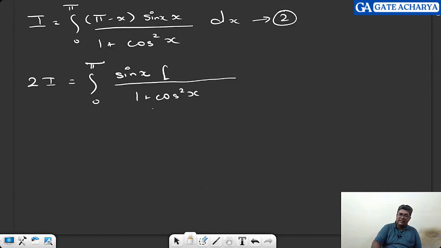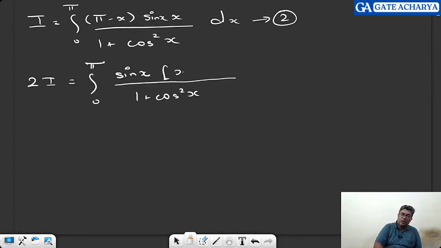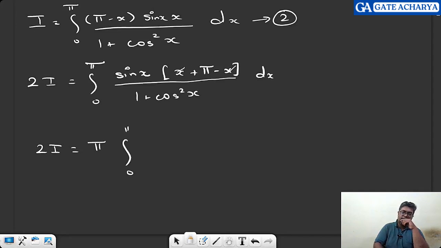So now if that is the case, then the only thing that is remaining is one is pi and the second is pi minus x, into dx. You can see that x gets cancelled out. Pi is remaining. Pi is a constant, so I can take it outside the integration. So 2I is equal to pi, 0 to pi, all I'm going to get is sine x by 1 plus cos square x.